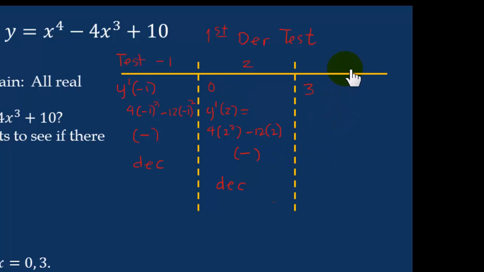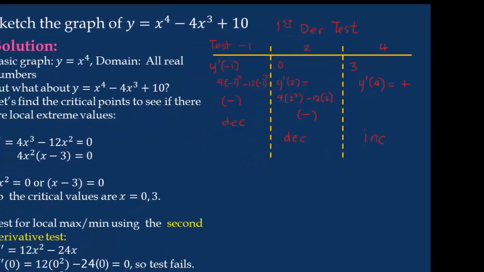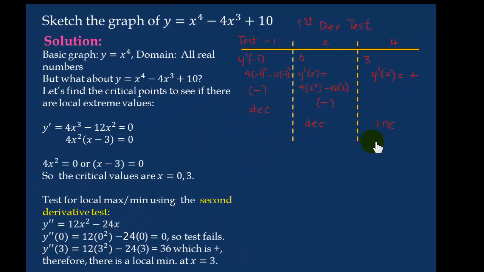And of course, if we want to test to the right of 3, say 4, y prime at 4, you can test that and see that this is positive. So it is increasing to the right of 3. And we've already verified that y double prime at 3 is concave up. So we know that we will have a local minimum occurring at x equal to 3.